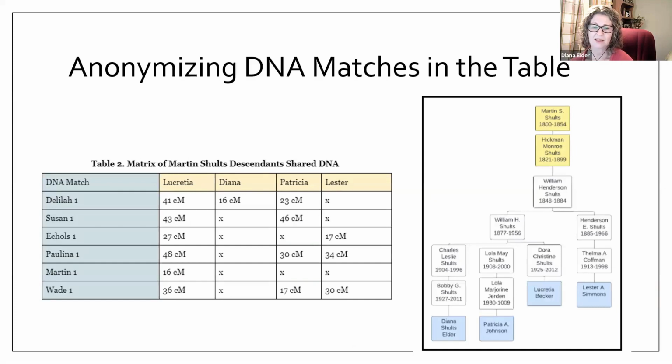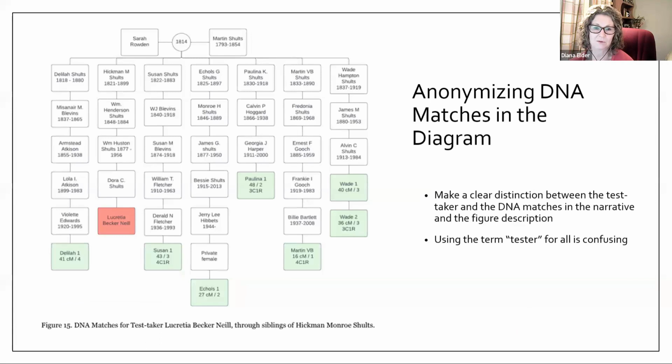Now, here's a way that one of my researchers did this for a client, which I really thought was very interesting. Oh, sorry, that's the next slide. This one is going back to the previous project.